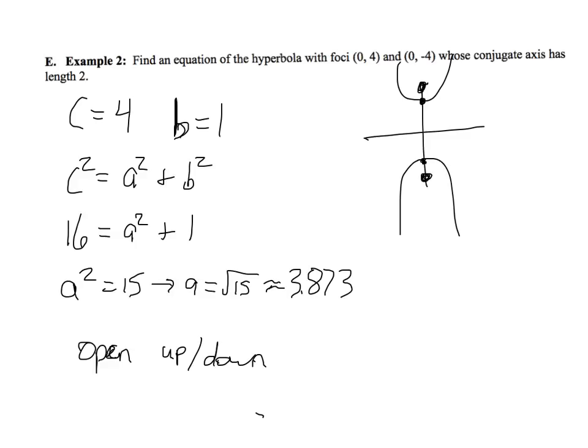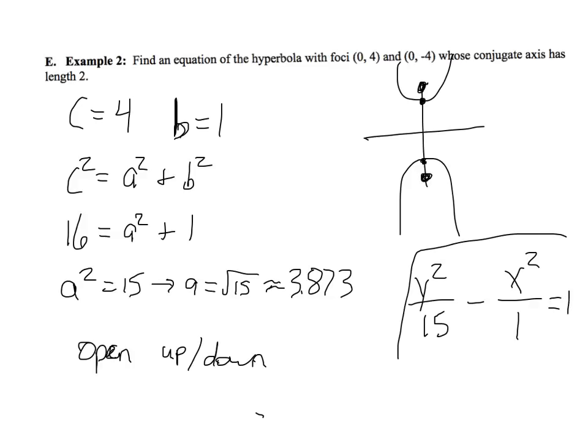But if it's going to open up and down, that means y squared comes first, so I'd have y squared over a squared, which was 15, minus x squared over b squared, which is 1, and it has to equal 1, so there is my equation.